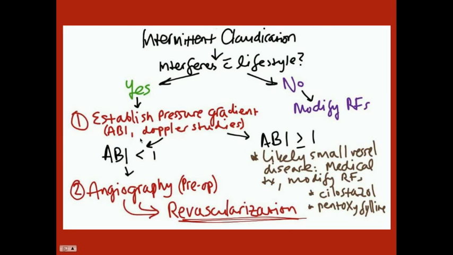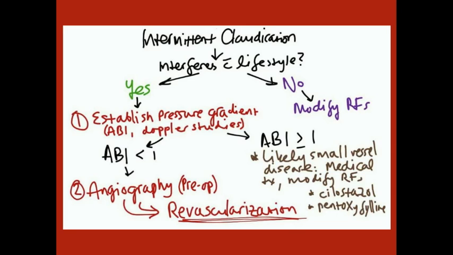So if the ankle brachial index is greater than or equal to 1, then the patient does not have large vessel disease, and so there's nothing surgically you can do. You can't do any revascularization for the small vessels. So this patient likely has small vessel disease, and so you're going to do medical therapy, modify the risk factors, and include cilostazol or pentoxifylline in their medical treatment.